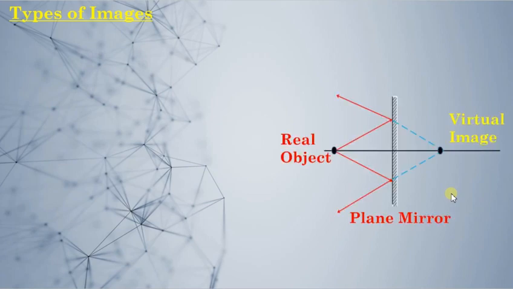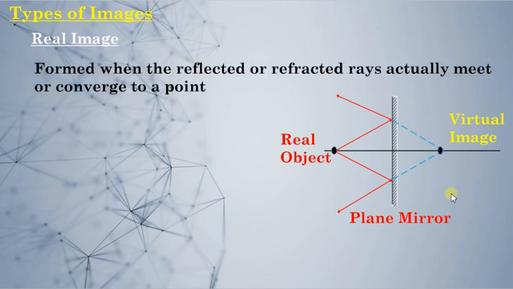Now coming to types of images, here also we are going to have two things called a real image and a virtual image. A real image is an image formed by the reflected or refracted rays where they are going to actually meet or converge. So here is a real object and here the two rays are coming off from the real object, and here at the center I am going to place the plane mirror. So when incident rays are coming from the object and falling on the plane mirror, they are reflecting back.